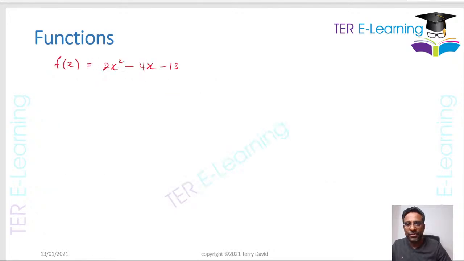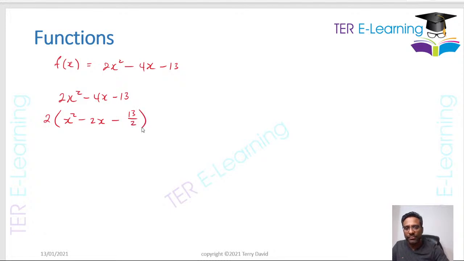Right. So there's another way you can do this. Some teachers may have taught you like this. You have 2x squared minus 4x minus 13. What you can do, you can pull out this 2 here and you'll end up with x squared minus 2x minus 13 over 2.